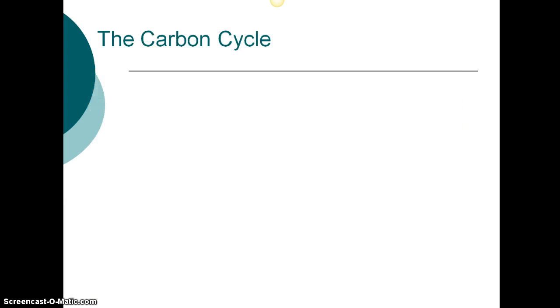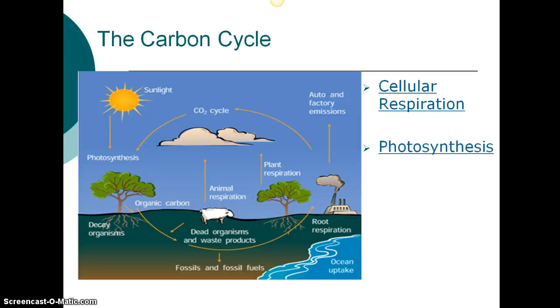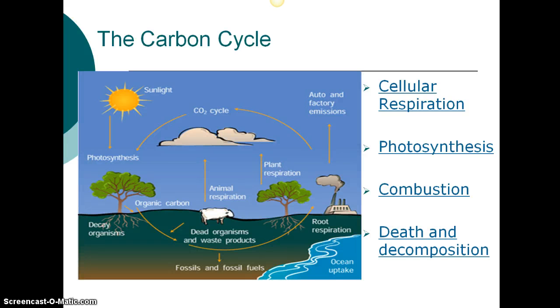All right, the carbon cycle is just a cycle of returning carbon throughout the system. So we have a few things here. Cellular respiration, which is us breathing in oxygen, releasing carbon dioxide. Photosynthesis is the absorption of carbon dioxide and then releasing oxygen, which we had both of those in chapter 6 and 7. Combustion, which is going to be the burning of fossil fuels. And then death and decomposition, which is going to be the decaying organisms and their waste products. So you can see those here in the cycle.